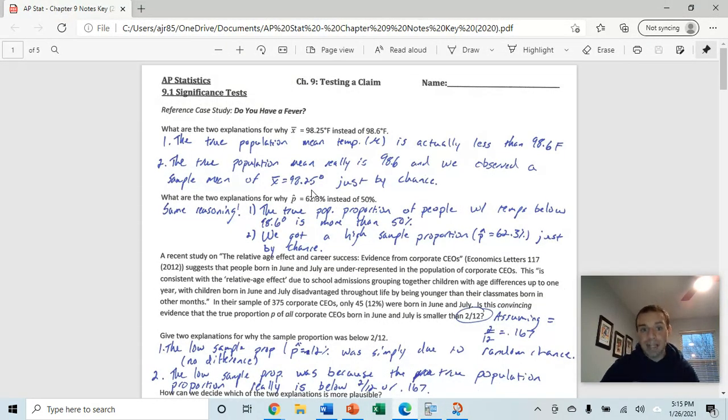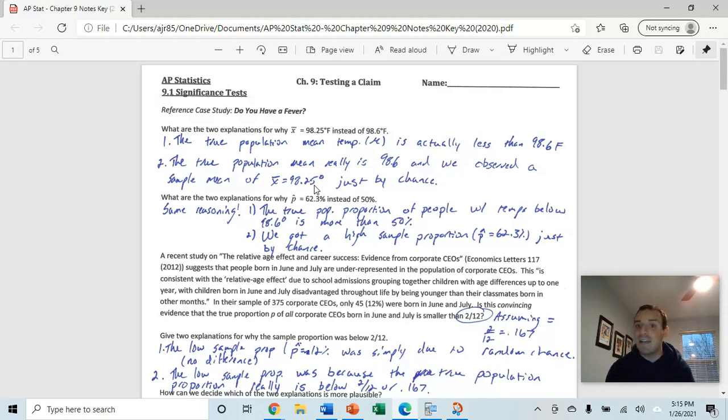So what are two possible explanations as to why we got a sample mean of 98.25 instead of 98.6? Well, the first explanation is that the actual population mean really isn't 98.6. The actual population mean maybe is less than that. Because if it was less than that, it would be more likely that we would get a sample mean of 98.25. The other explanation is that it really is 98.6 and that we observed a sample mean of 98.25 just by random chance, just by chance alone.